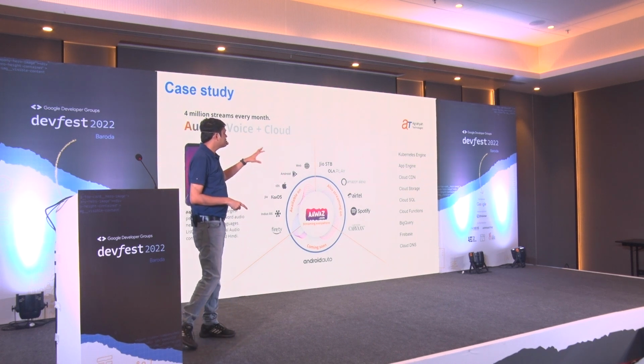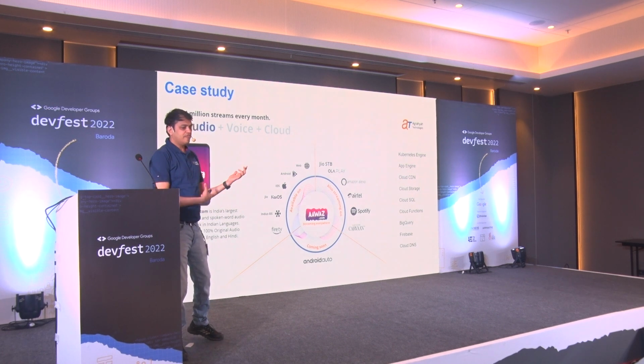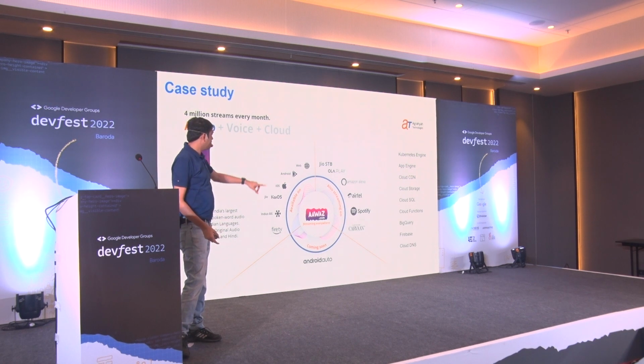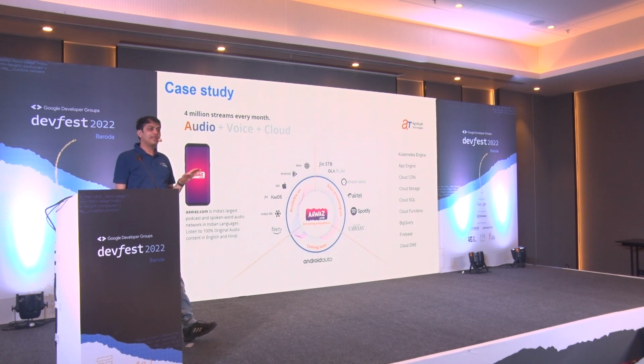So which are the services that we are using? We are using Kubernetes Engine, App Engine, Cloud CDN, Cloud Storage, and SQL. These are some of the services that we use to run this application. We manage 6 million streams every month. We have a million plus users, and the backend is the same for everyone.